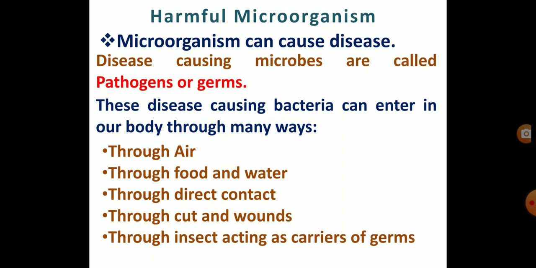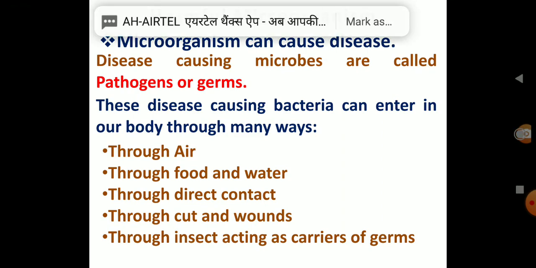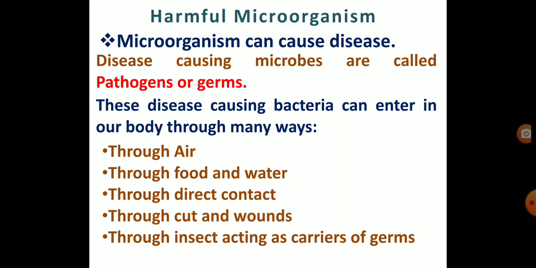Now we study the next part of this chapter, harmful microorganisms. As clear from the topic, microorganisms can cause diseases. The disease causing microbes are called pathogens or germs. These disease causing bacteria can enter our body in many ways: by air, by food and water, by direct contact from one person to another, by cuts and wounds, and by insects acting as carriers of germs.